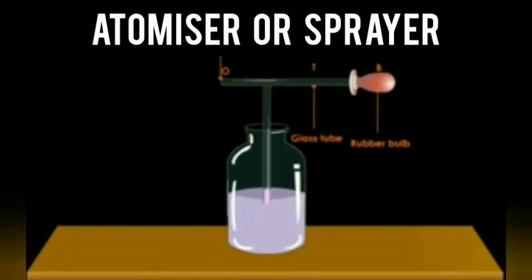According to Bernoulli's theorem, the pressure in the tube will be reduced, but the pressure in the container is equal to atmospheric pressure. This pressure difference makes the liquid rise in the vertical tube. On the top of the vertical tube, the liquid is blown away through the nozzle in the form of fine spray.